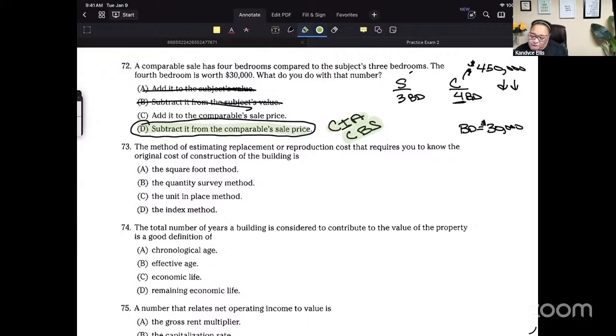The method of estimating replacement or reproduction cost that requires you to know the original cost of construction of the building is: the square foot method, the quantity survey method, the unit in place method, or the index method. Okay. I mean, this test is just really humbling me.